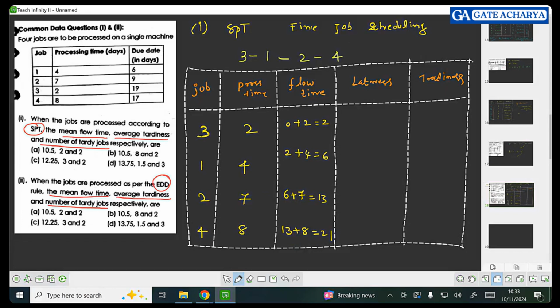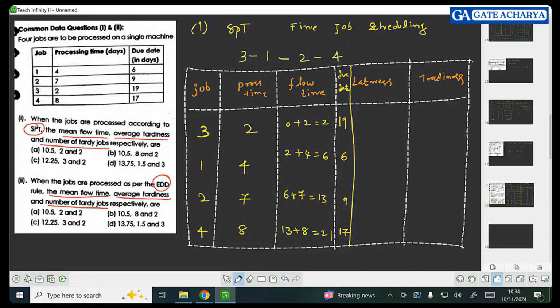Here I need to erase all. I'll take a small column here to write the due date. Due date for the third job is 19. Next, the first one is 6. Next, the second one has due date 9, and the fourth one is 17. All right, guys.